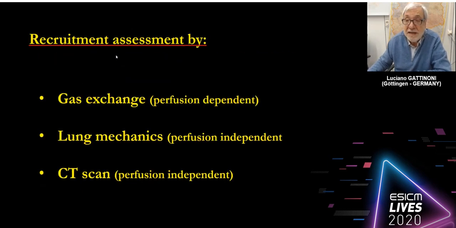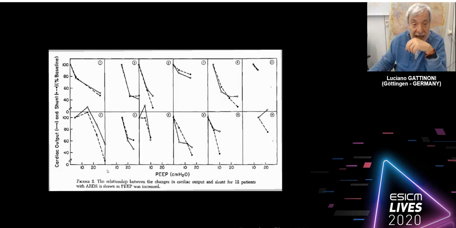So the assessment is usually done by gas exchange, and this is perfusion dependent. And we have two other systems: lung mechanics, perfusion independent. These are the gas-based methods. We will examine them, but we spoke about that in the previous lectures. And then we have the CT scan. The results of the CT scan are perfusion independent. Let's see perfusion dependent gas exchange.